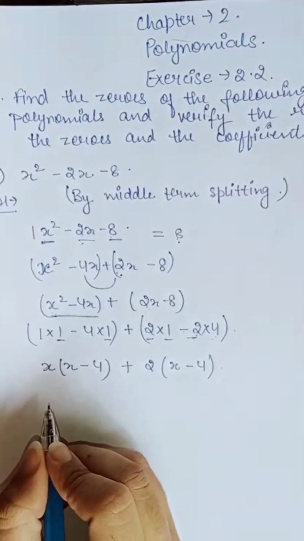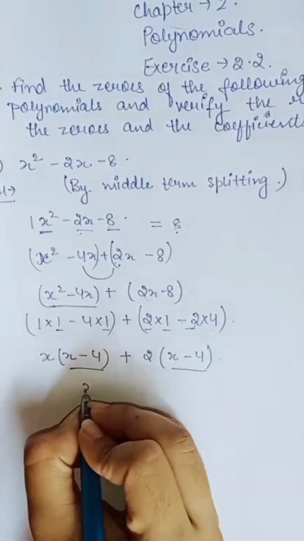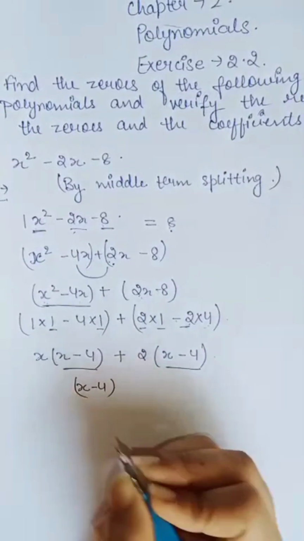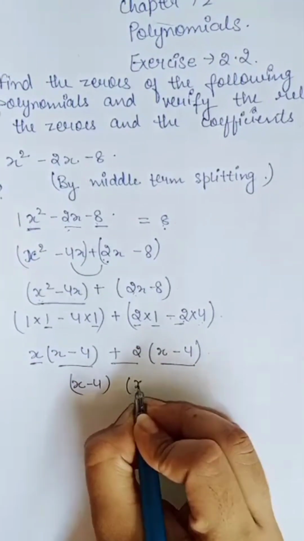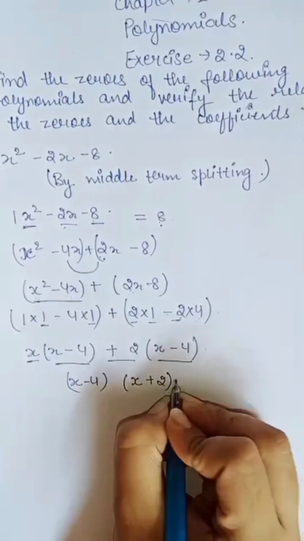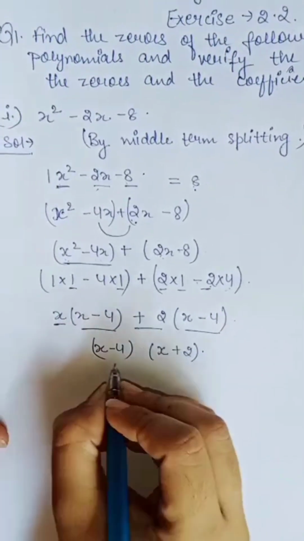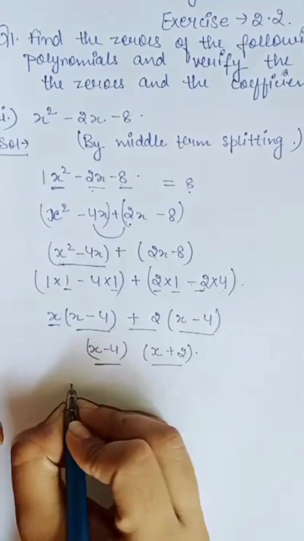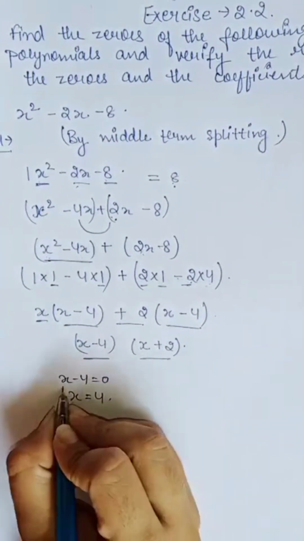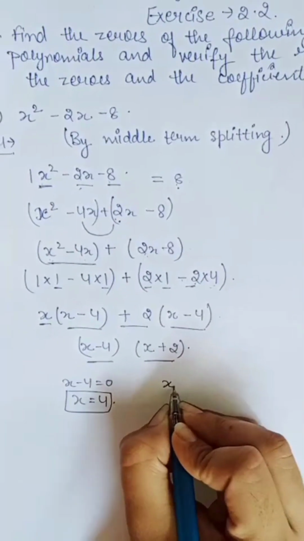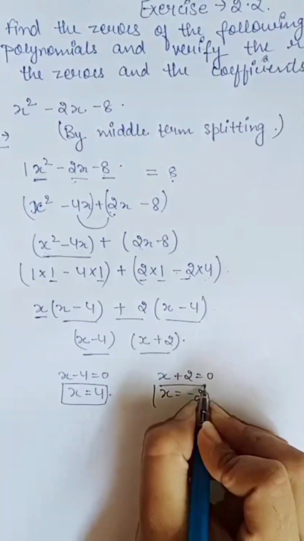Now see what you are seeing here. Here x minus 4 and x minus 4 are common. So just write this, x minus 4. Now what is remaining here? x and plus 2. So write these in another bracket, x plus 2. Now how to verify? To verify, just bring out their zeros. x minus 4 is equal to 0, x is equal to 4. And here x plus 2 is equal to 0, x is equal to minus 2.